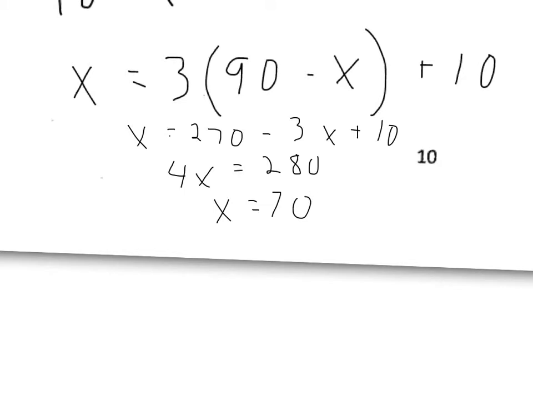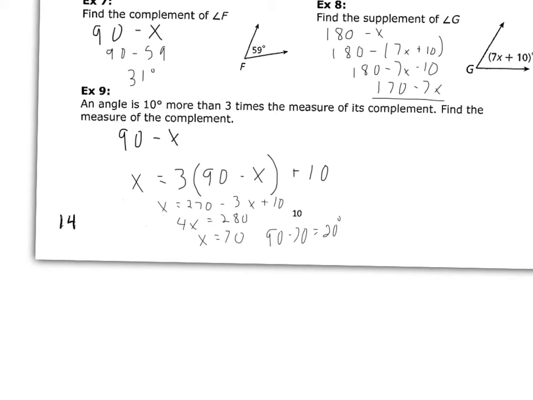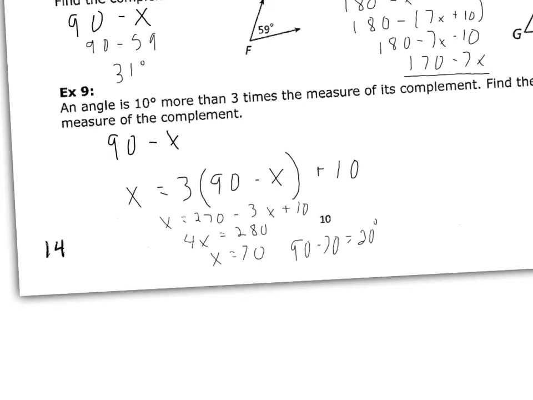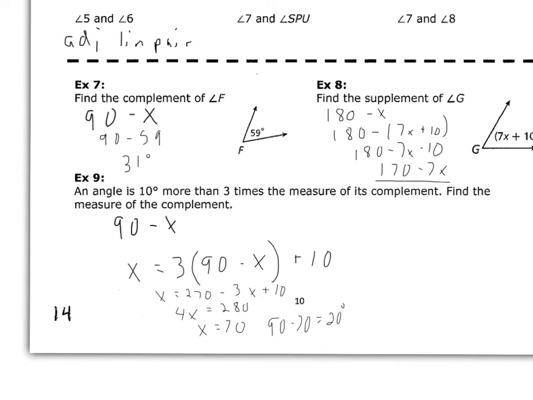Okay, and to find the complement, remember you had to add 2 angles that add up to 90, so you have 90 minus 70 equals 20 degrees. Okay, so all of that work to find the measure of the complement. Okay, so this one might take a little bit of work. Go ahead and look at it a little bit more, work it a few times if you have to, and then move on.